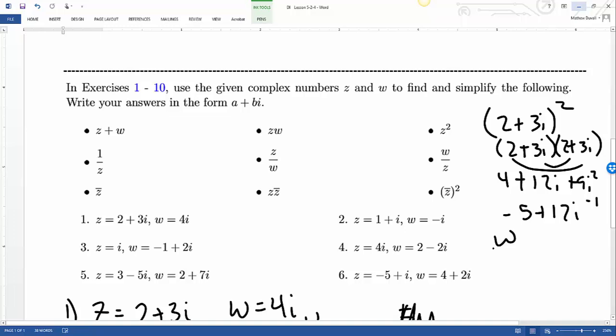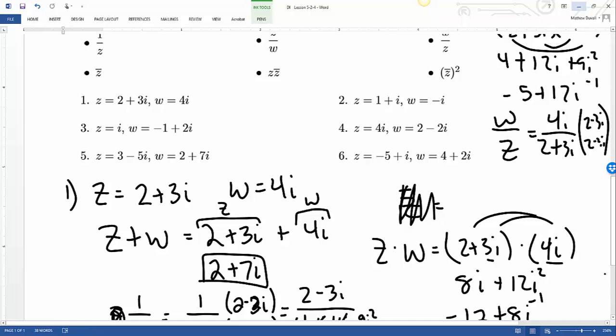And then w over z. So that's w over z. Again, you have to multiply by the conjugate. And then make sure that you write it in the a plus bi form.